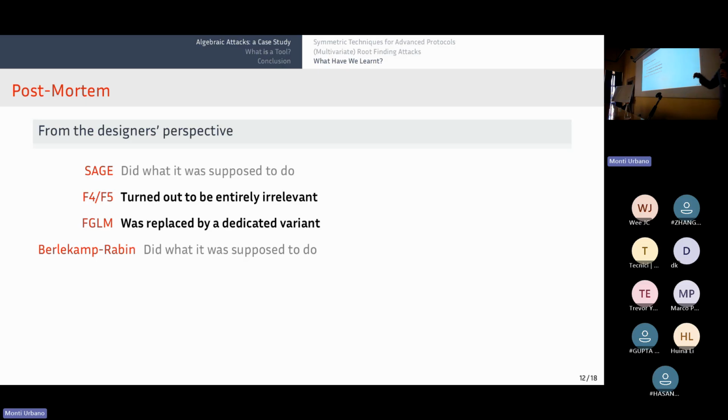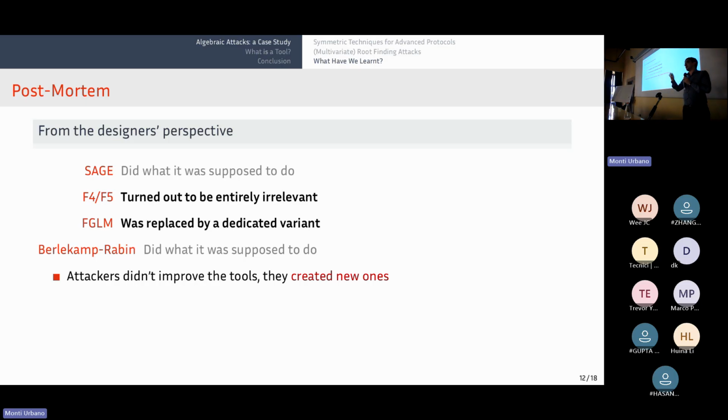And this one, as always, for the univariate case, it does what it was supposed to do. This is nice. It's efficient. It's easy. It works. So what happened is that the attackers, it's not that we took the tools that we had. So this F4, F5, we didn't improve it. We didn't improve these tools. We just created entirely new ones, completely custom ones.